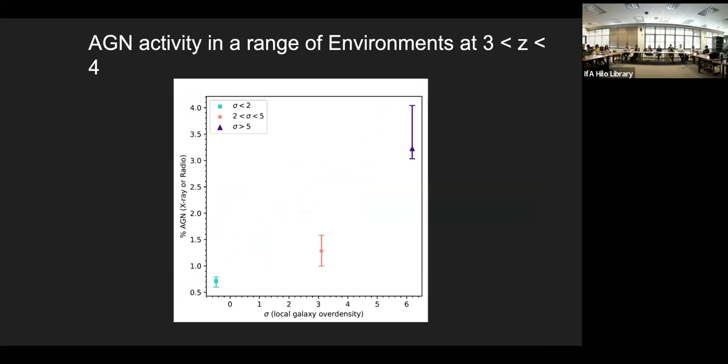And then a similar trend is also seen if you look at AGN activity. So if I look at X-ray or radio AGN, as you go to denser environments from left to right, you see higher AGN activity in denser environments compared to the field. So all of this again is kind of suggesting that in dense environments at this high redshift, the star formation rate and AGN activity is higher compared to the field.